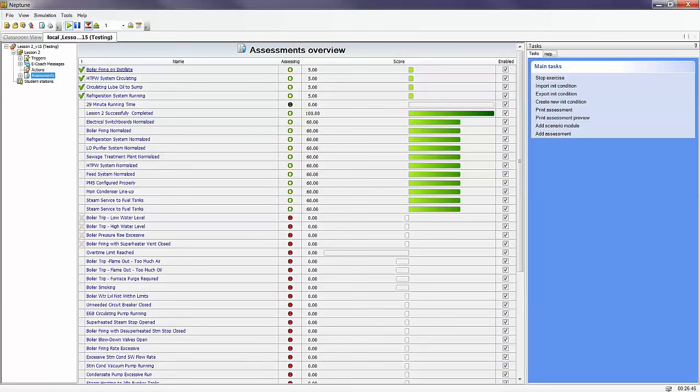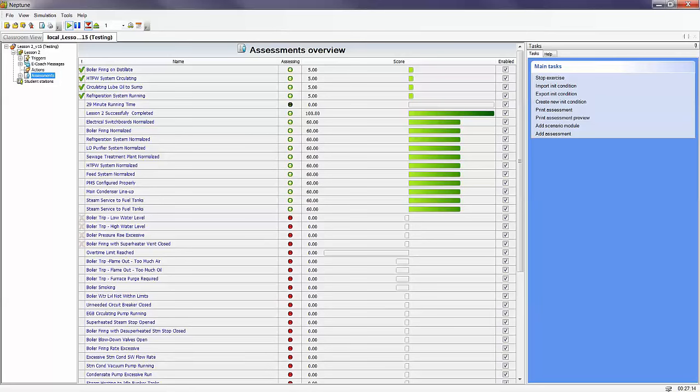So what are the critical achievements? You have to have the boiler firing on distillate. You have to be circulating the high temperature fresh water system, circulating lube oil to the sump, and heating the main engine lube oil, because again, those were the two majors here. You want to have the boiler getting ready to fire, and we want to be heating the main engine. You have to have the refrigeration system running.